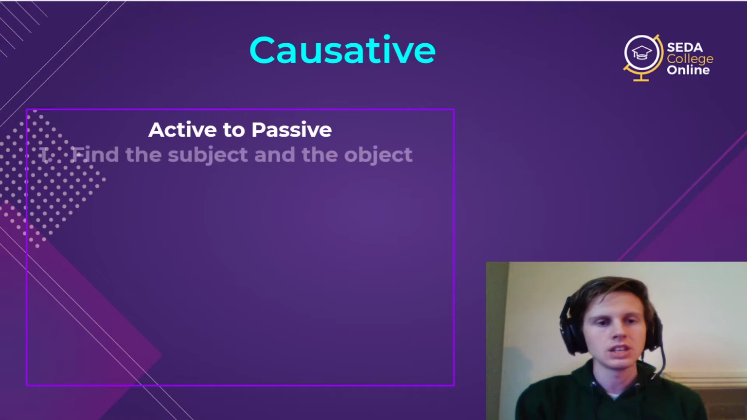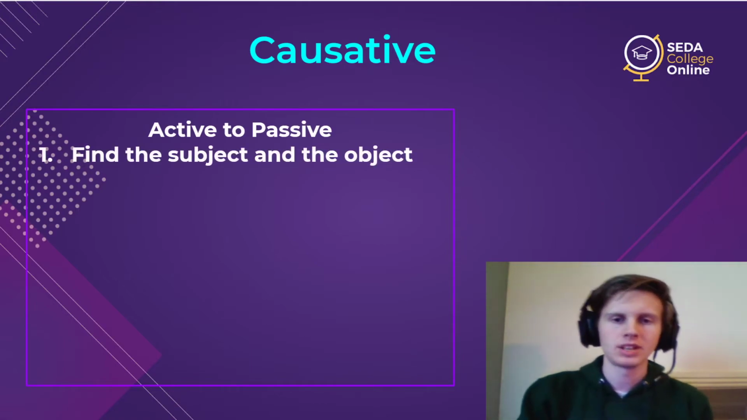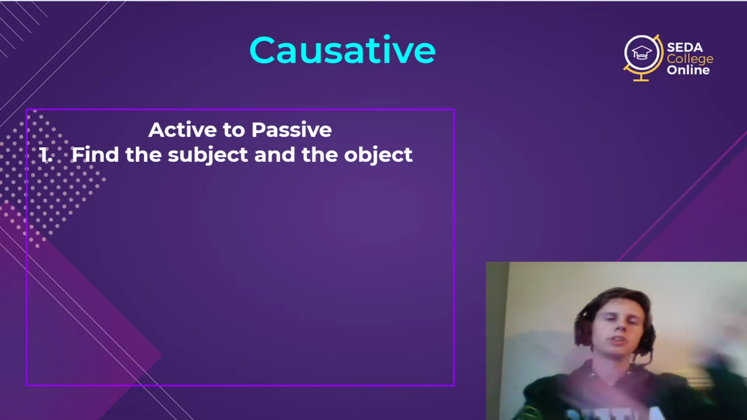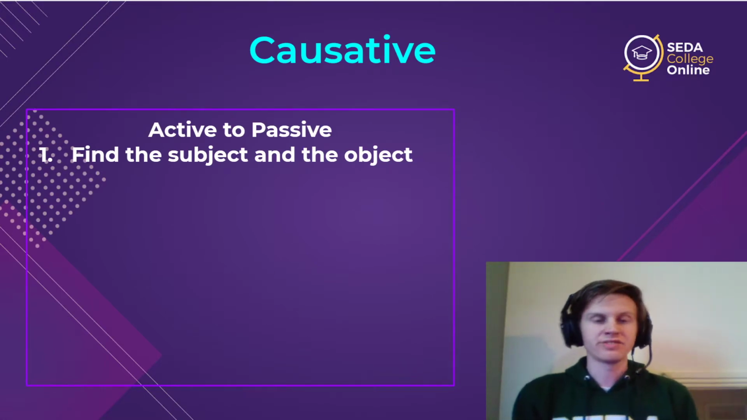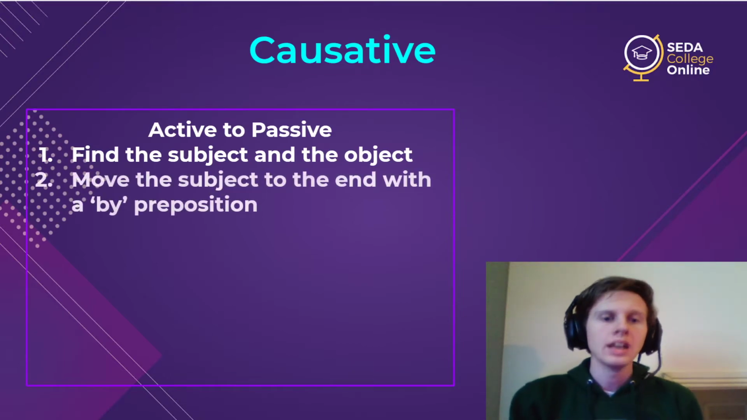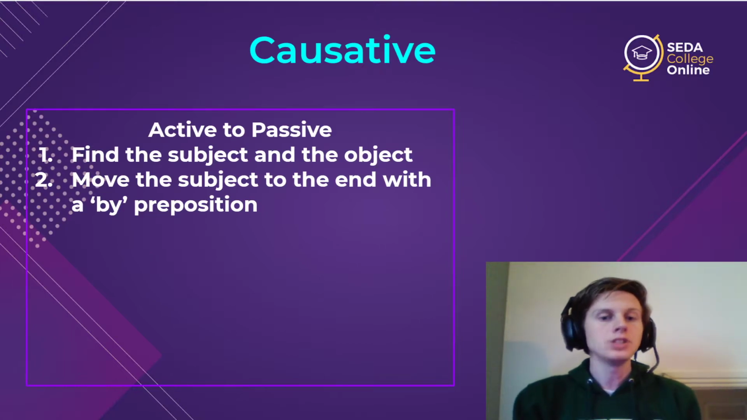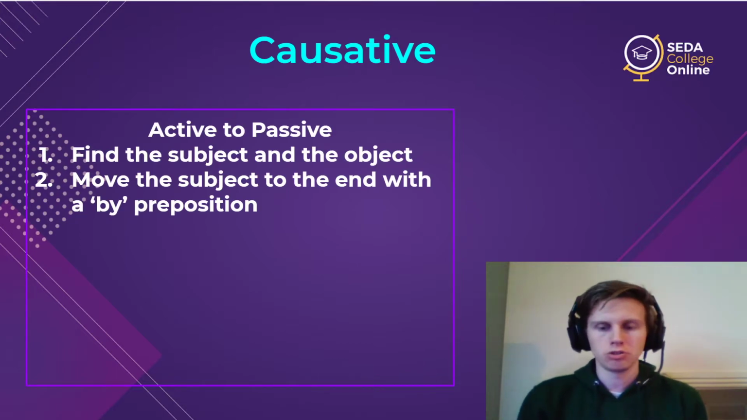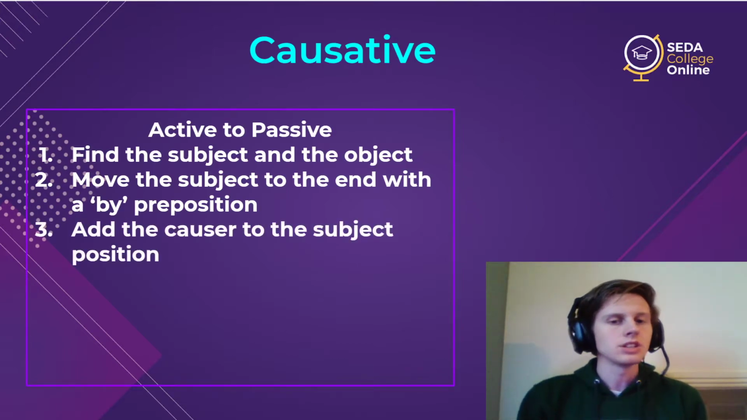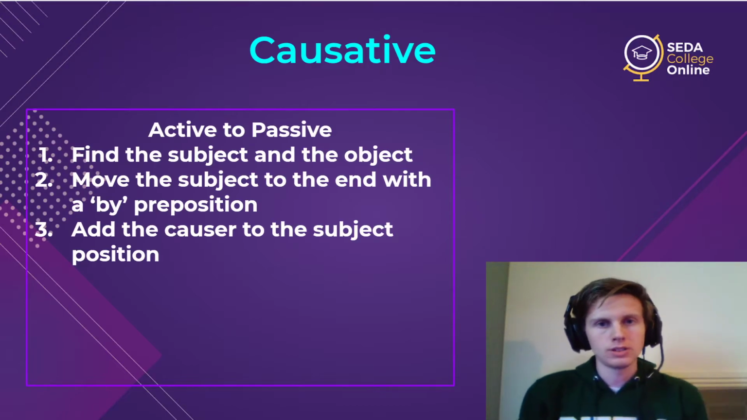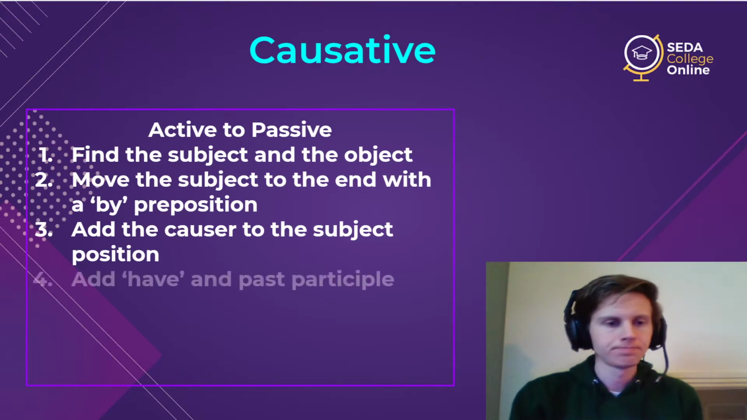Well, the first thing you need to do is find the subject and the object. If you want to make a causative sentence, you have to reorder the parts, so you need to identify the parts correctly. Then you move the subject to the end of the sentence, and you can either delete it, you can remove it, or you can add a by preposition. That's your choice. Then you add the causer to the subject position. So you move that subject or get rid of it, and then you add the causer, I, the company, whoever.